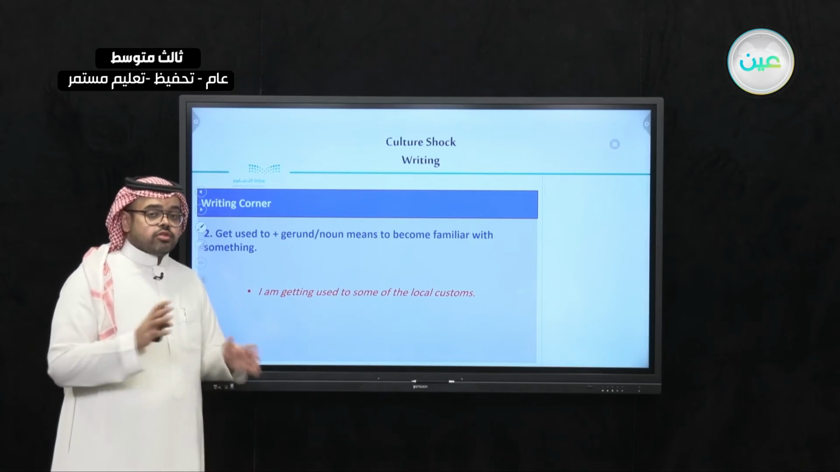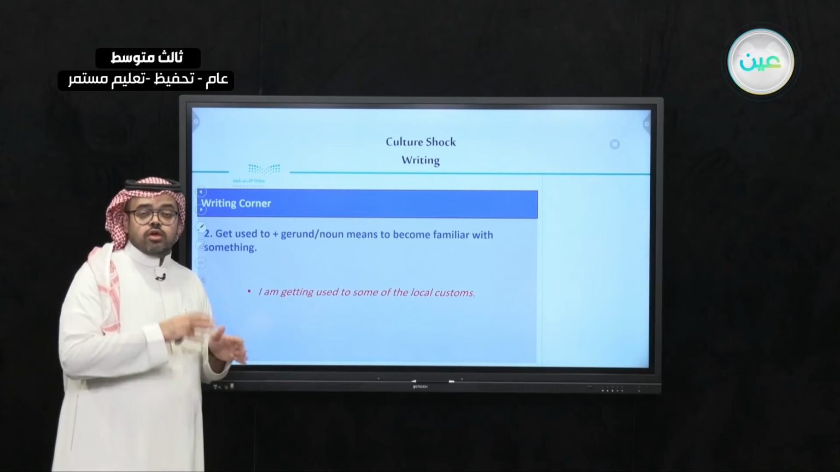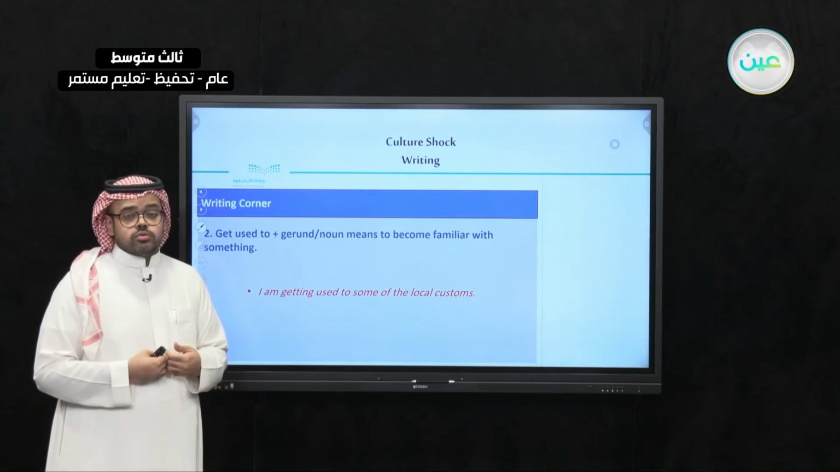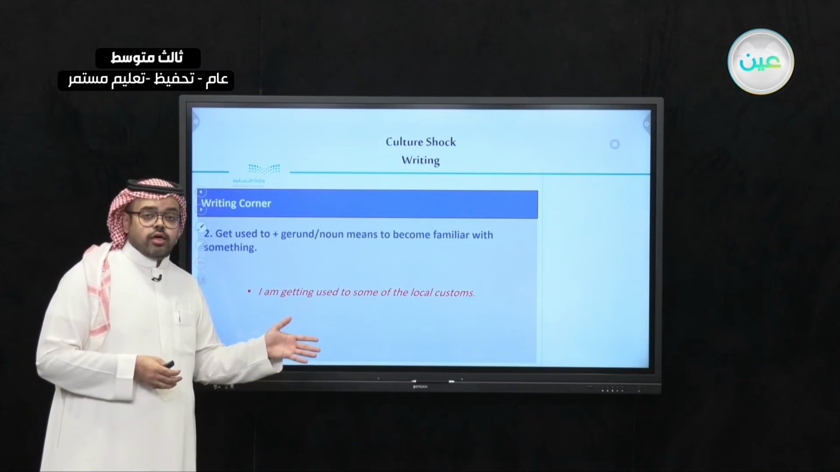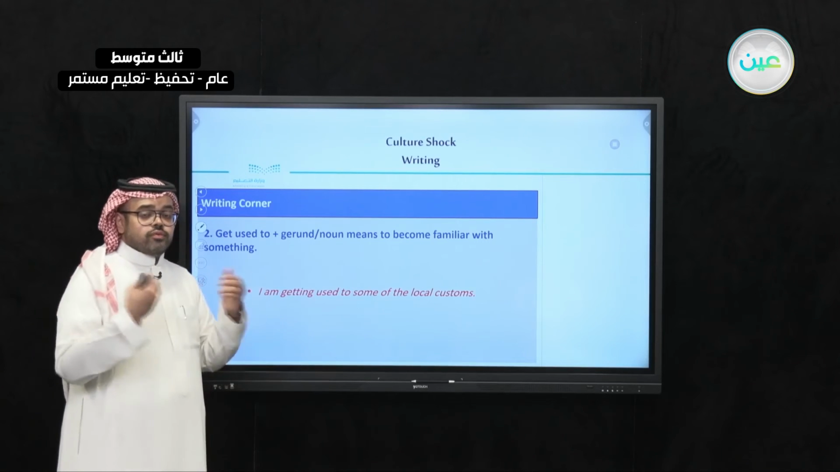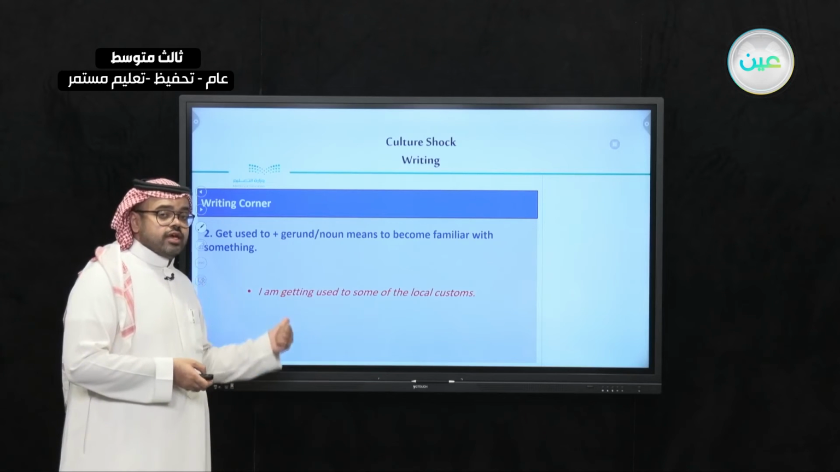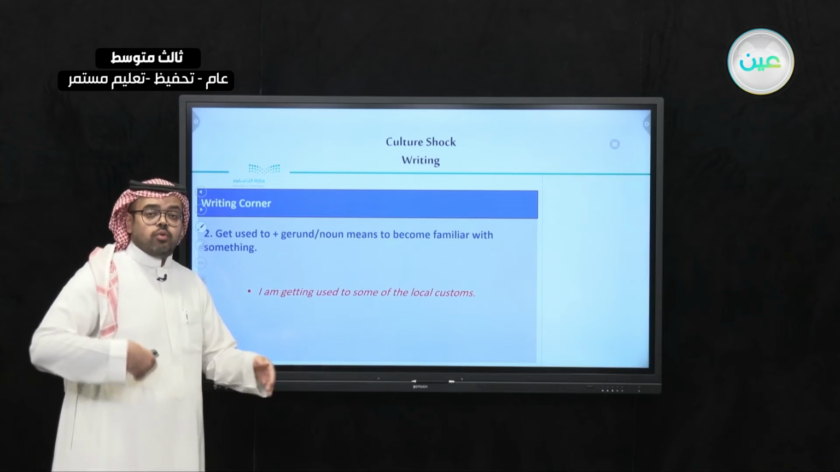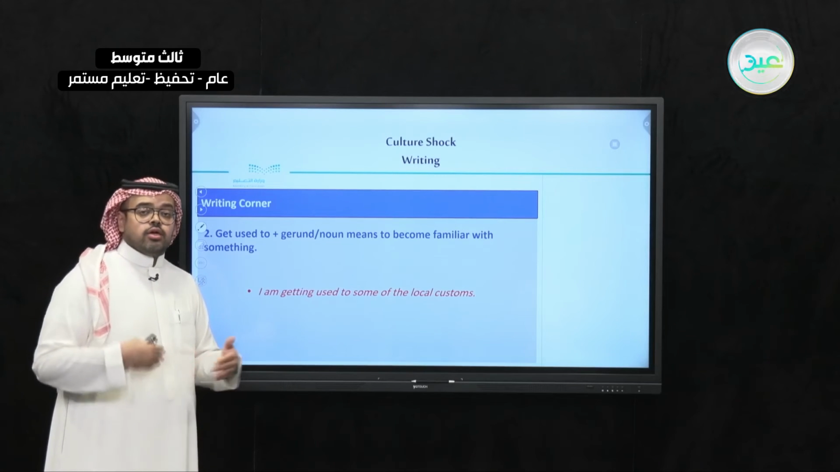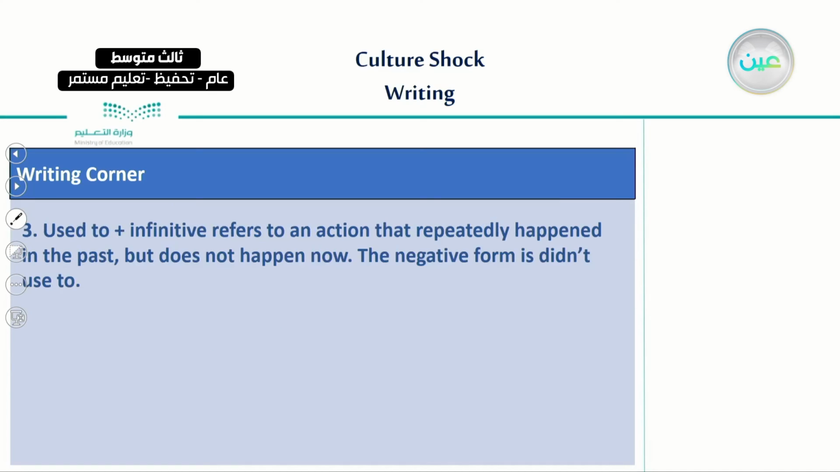So again, the difference between get used to and verb to be with used to is that when we use verb to be with used to, like I am used to, or he is used to, we talk about something that we were familiar with before, but not now. But when we use get used to, it means that now we are trying to adapt. Now we are trying to gain some of the customs, some of the knowledge about the new place we have experienced.